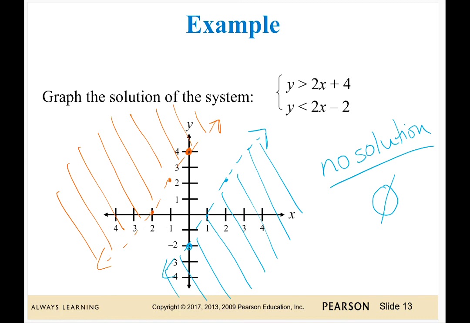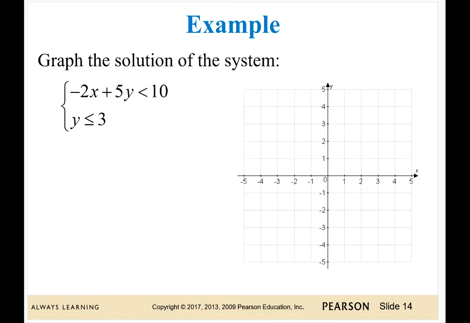So this could happen where you get no solution. There is no overlap. That is a definite possibility. It doesn't happen very often, but it can happen. So keep that in mind. All right, and one more example. If you would like to try it on your own, go ahead and press pause.